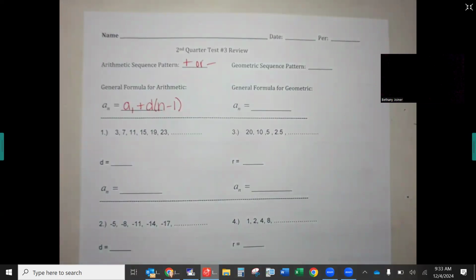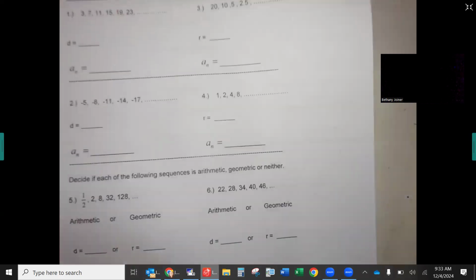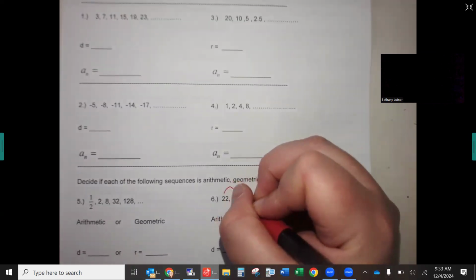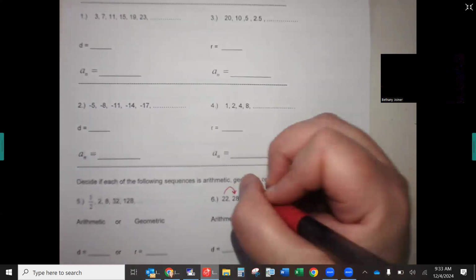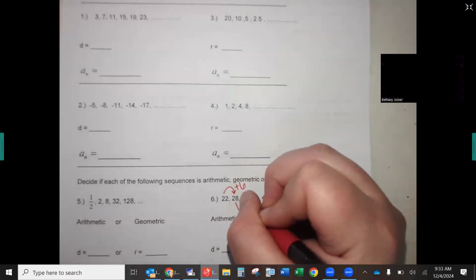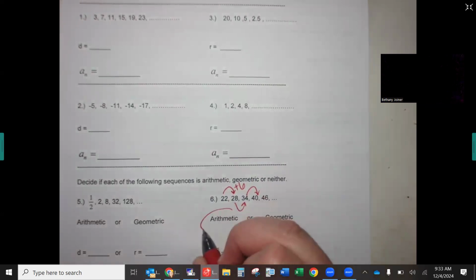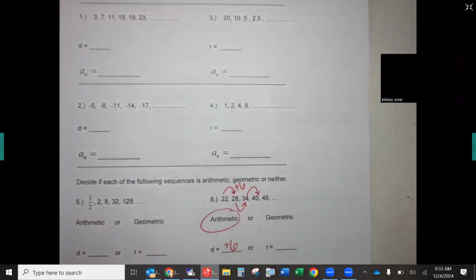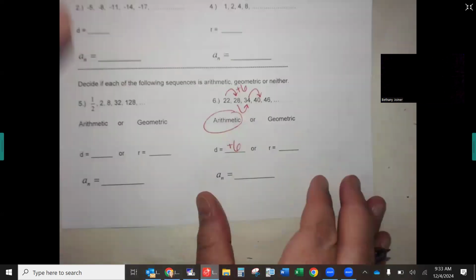Okay, and then we're gonna do example 6 from the bottom. Now, I picked example 6 because it's an arithmetic sequence. Can you look at number 6 and tell me what the pattern is? Okay, it's plus 6 each time. It goes from 22 to 28, then to 34, then to 40. So my pattern is arithmetic and it's a plus 6 pattern.